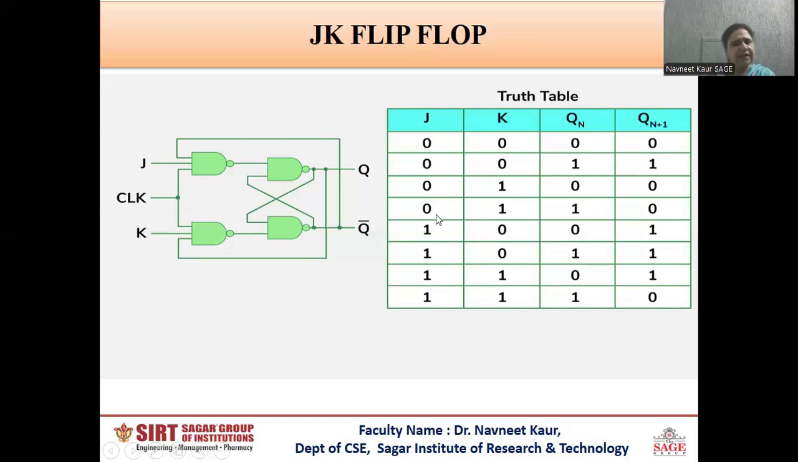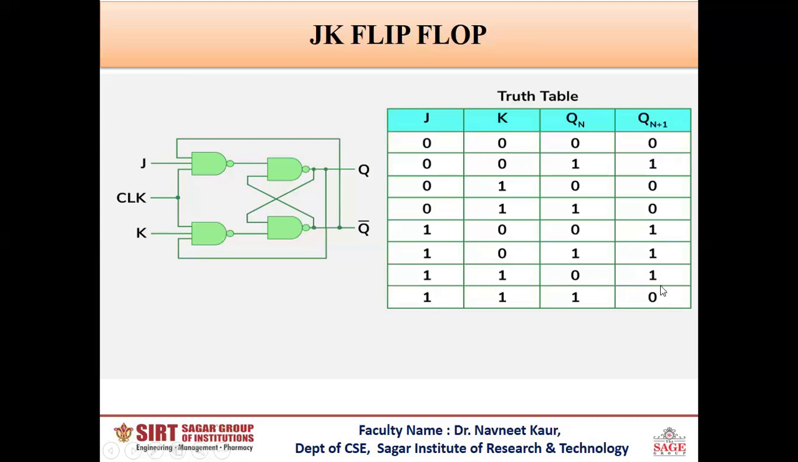Now, in the third and fourth conditions, J is 0 and K is 1. Whatever the value of Qn, Qn plus 1 will always be 0. This is known as the reset state. Now, in the fifth and sixth conditions, when J is 1 and K is 0, whatever the value of Qn, Qn plus 1 will always be 1. This is known as the set condition.